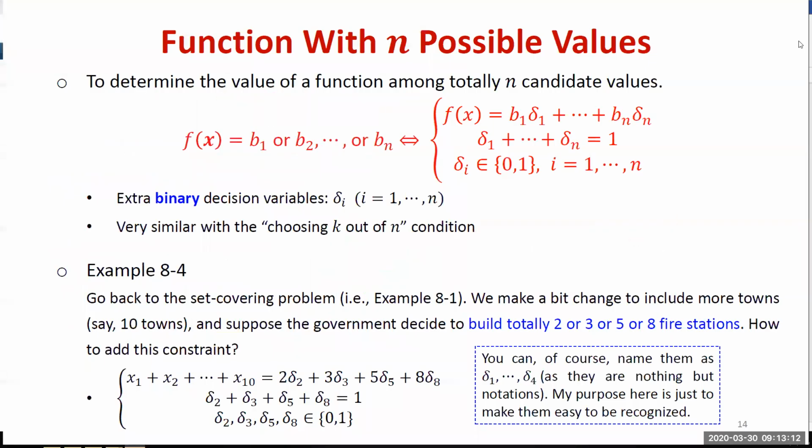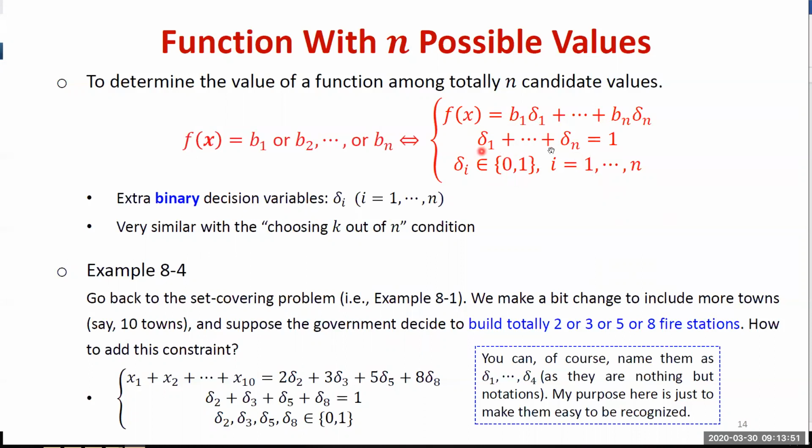The next formulation that we're going to introduce is a function with n possible values. That means suppose I have a function fx and I have n values to choose for fx. My fx could be b1 or b2 or bn. So in this case, I can formulate it as fx equals b1 delta 1 plus ... plus bn delta n, where the summation of deltas should be equal to 1, and the deltas are again extra binary decision variables.